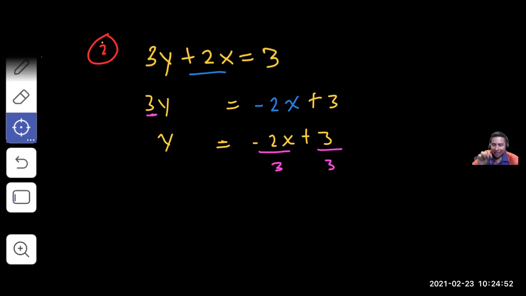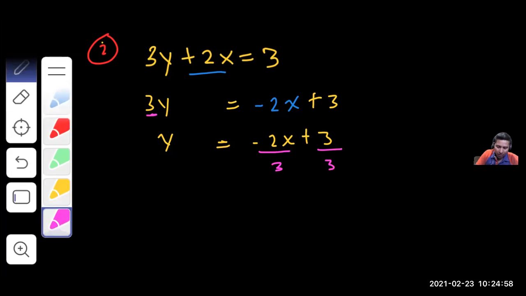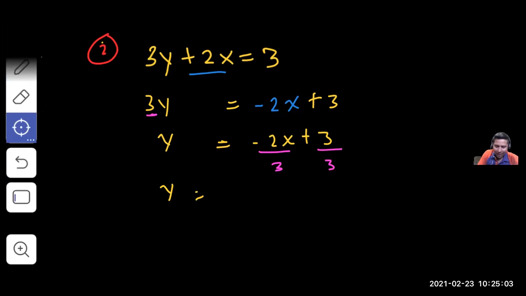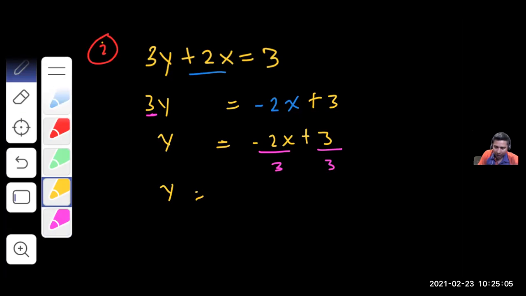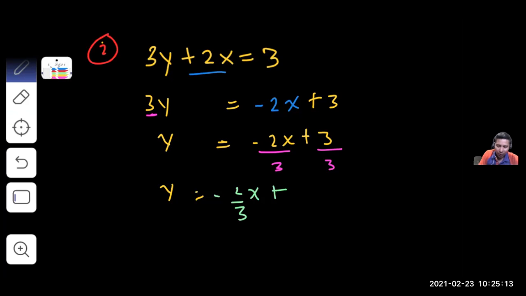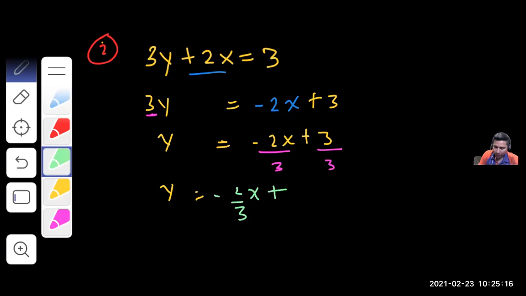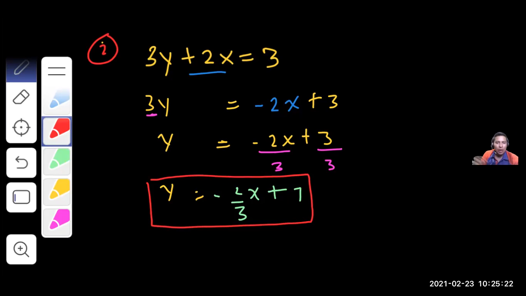Something else. Can we simplify this, guys? Because if you can't, just leave it like that. But if there is something you can simplify, simplify. Let's see that 2 over 3. I can't simplify that. I just copied that. Negative 2 thirds of x. And this one can be simplified. 3 divided by 3 is 1. Okay, this is your equation, guys. This is the equation you're going to be working with.